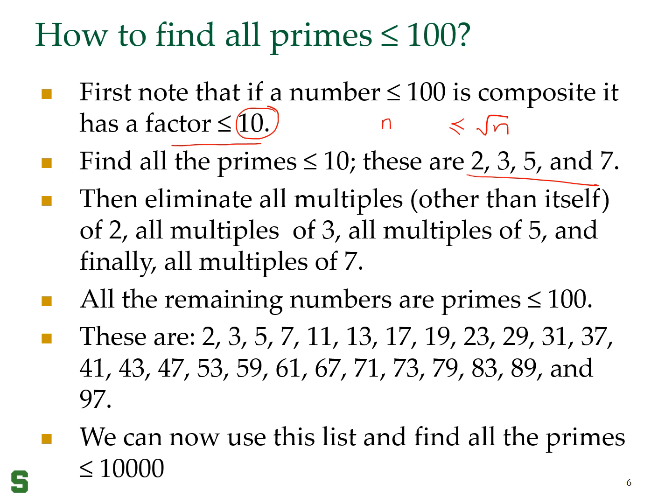Now, if I have factors up to 100, we can use the same idea to find all primes up to 10,000. Because if a number less than 10,000 has a factor, it must have a factor less than 100. That means it must have a factor from this list.